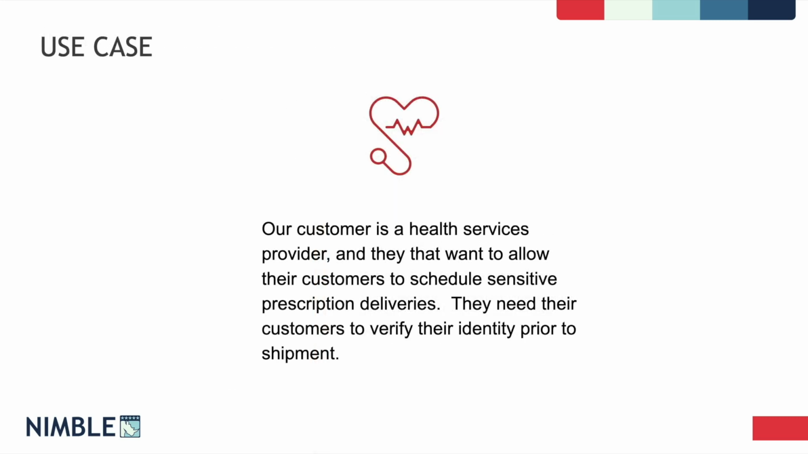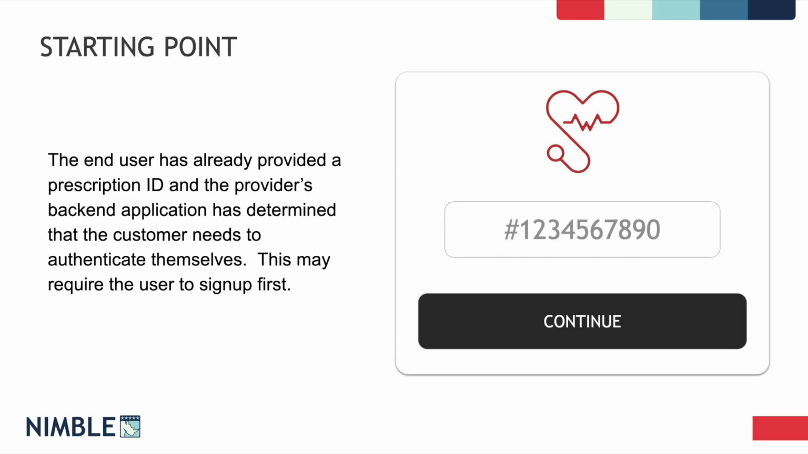So let's take a look at a customer use case. Our customer is a health services provider, and they want to allow their customers to schedule sensitive prescription deliveries. But first, they need their customers to verify their identity prior to shipment. This allows them to meet their regulatory requirements when shipping controlled substances. To start this workflow, the user has already provided a prescription ID, and the provider's backend application has determined that the customer either needs to sign up or authenticate themselves.